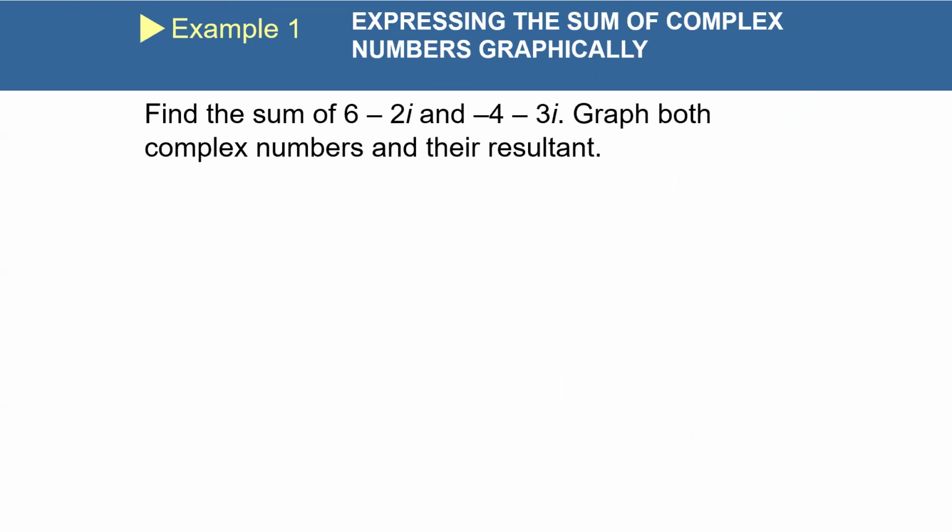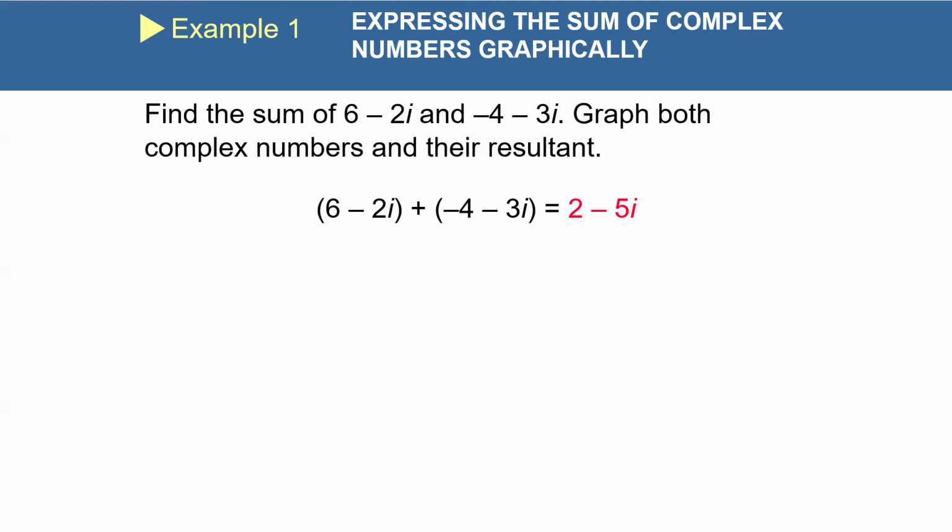So here we go. Let's do an example. We have 6 minus 2i and negative 4 minus 3i, and we want to find the sum. So you're going to add your real to your real, your imaginary to your imaginary. What's 6 plus negative 4, and negative 2i plus negative 3i? And we end up with 2 minus 5i.